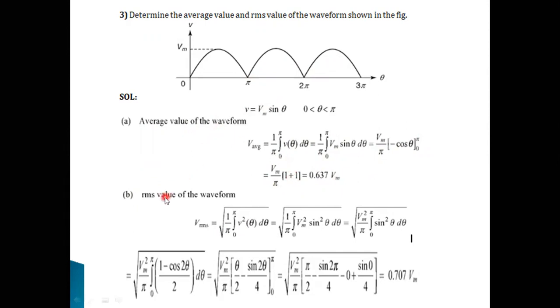For the calculation of RMS value, consider it's a repeating waveform now. That's why I'd like to consider only the time period here, pi only. Don't go for 3 pi. It's a repeating interval. 1 by pi, integral 0 to pi, v square. That v square I can write as sin square theta, which is 1 minus cos 2 theta by 2, into d theta. And substitute all these limits, we get Vm by root 2 as the final value.